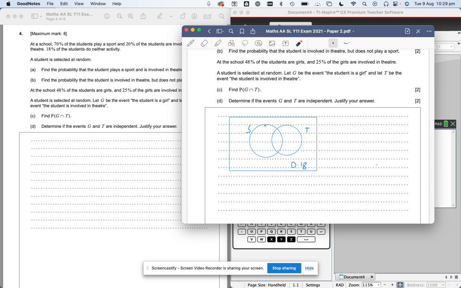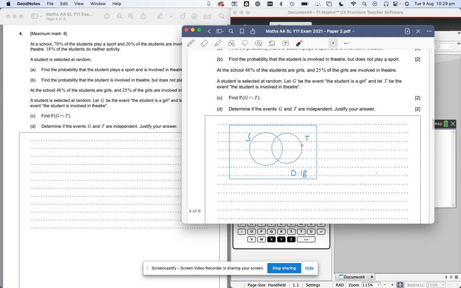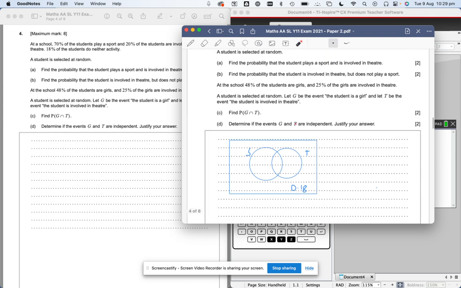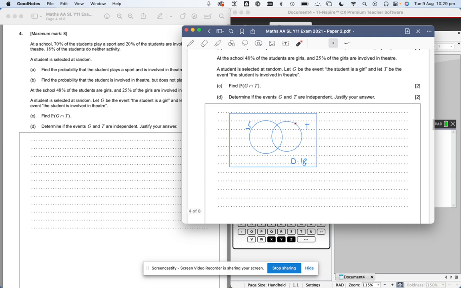So ultimately I'd be filling in all of these parts of the circle here so that I can then solve any problems that come my way. I know that this whole circle needs to represent 0.7. This whole circle here needs to represent 0.2, and I need to work out the intersection here, which is S intersect T. So I'm going to use the formula: the probability of S or T, which is this whole thing here, is equal to the probability of S plus the probability of T minus the probability of S intersect T. If I use that formula and solve for S intersect T, I'll get this.